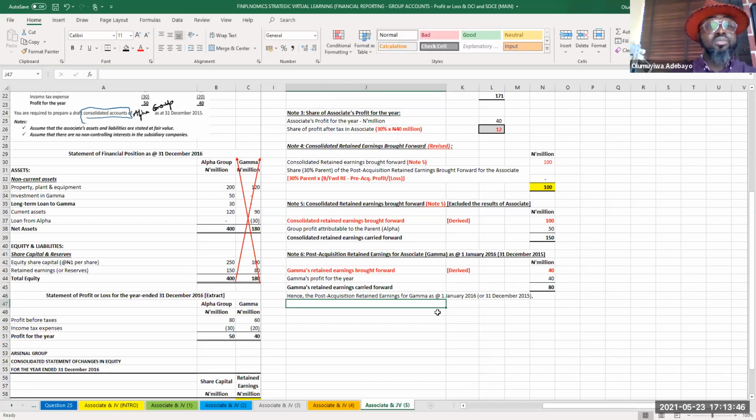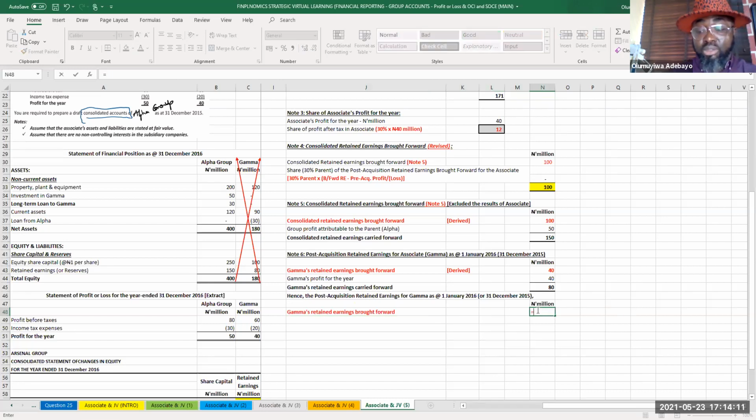Is as thus. Therefore, it will be this my Gamma retained earnings brought forward that I've just derived. Remember, I derived it because I'm working back. The information was not given to me on a platter of gold.